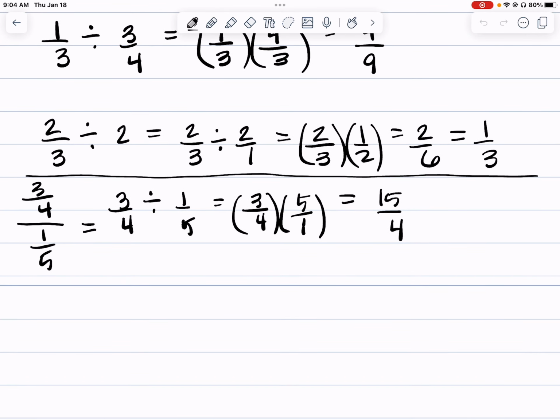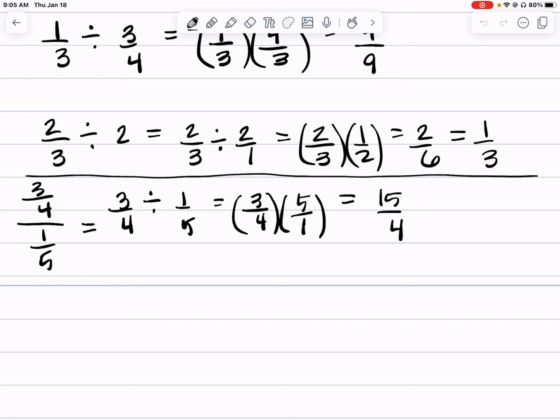2/3 divided by 2 is 2/3 divided by 2 over 1, which is 2/3, keep that fraction, flip the second fraction, and change to multiplication. Okay, keep the first, flip the second, change to multiply. Multiply straight across. 2 times 1 is 2. 3 times 2 is 6. And reduce. 2 goes into 2 one time. 2 goes into 6 3 times.